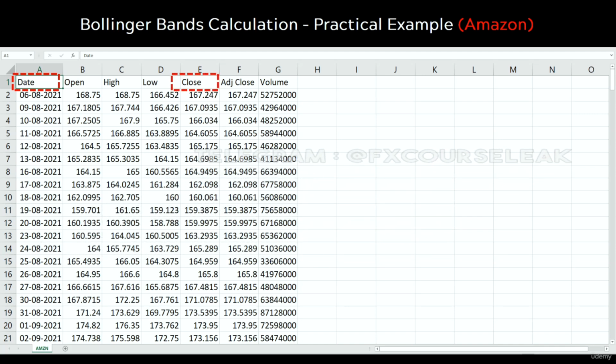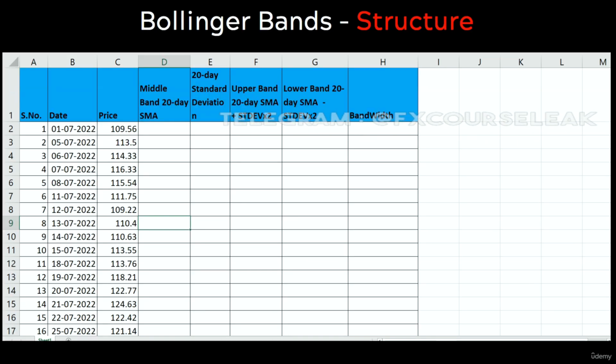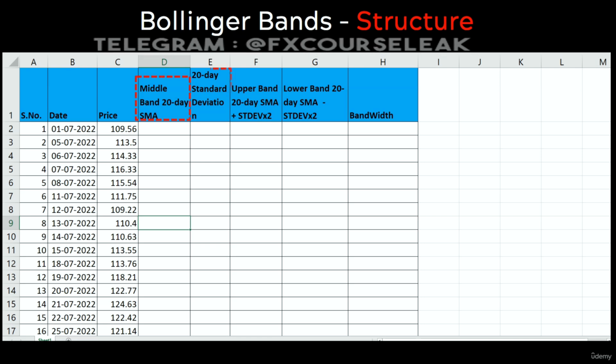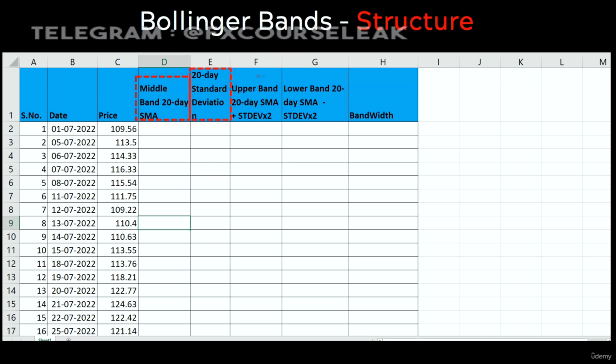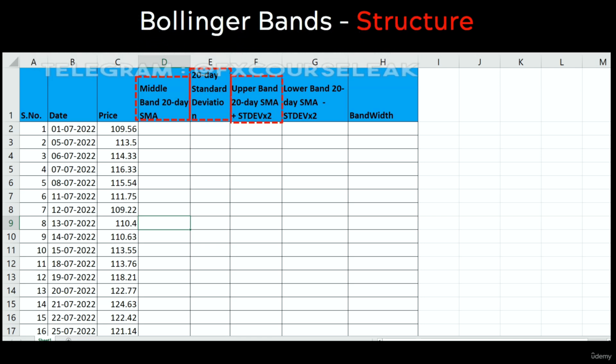Then next we will create new columns next to date and closing price, that is 20-day simple moving average or mid band. Then next column is 20-day standard deviation. Next we have upper band, which will be calculated by using the formula 20-day simple moving average plus STDEV multiplied by 2. Lastly, lower band will be calculated using the formula 20-day simple moving average minus STDEV multiplied by 2. And lastly, bandwidth, which is nothing but the distance between lower and upper band.